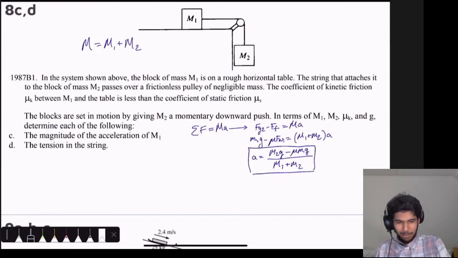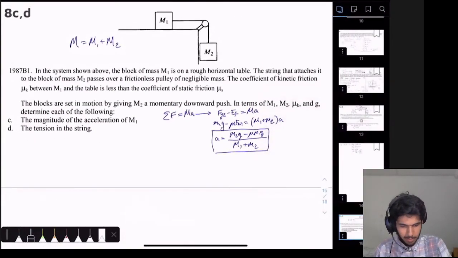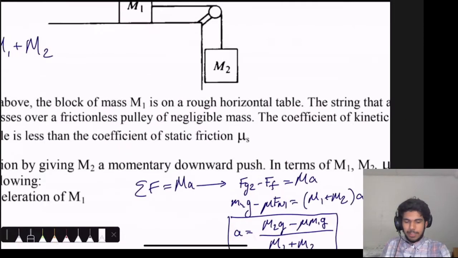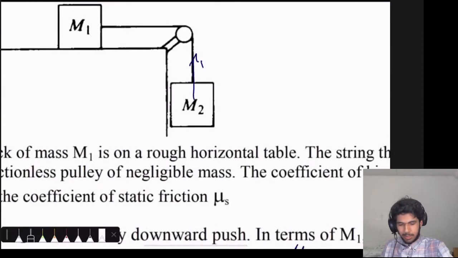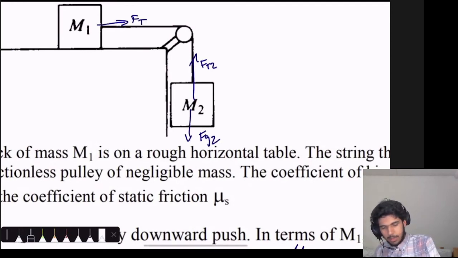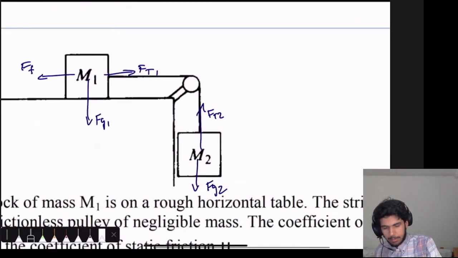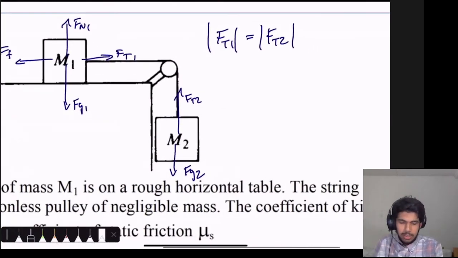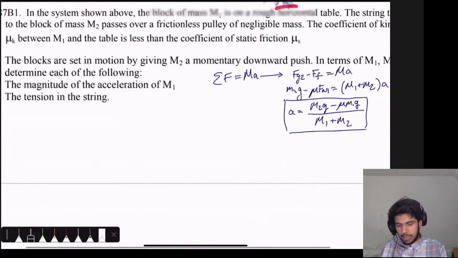Alright, and now the more daunting question, in my opinion. Now we want the tension in the string. Okay, so for tension, I'm just going to draw some of these forces back in. Fg2, this is Ft1, this is Ff, this is Fg1, and then up here is Fn1. We said that Ft1, rather the magnitude of it, is equal to Ft2, so to find the tension we just need to find one of these, and I think looking at this second block here is a lot easier because we only have two forces to deal with. So that's what we'll do.